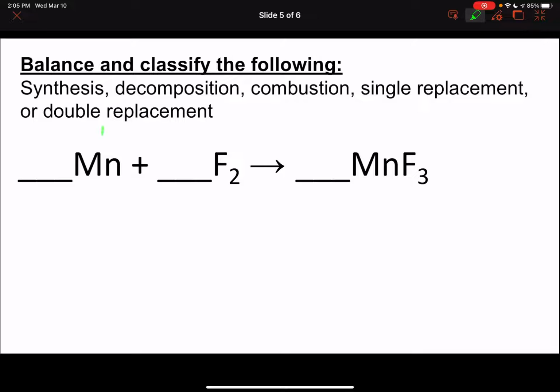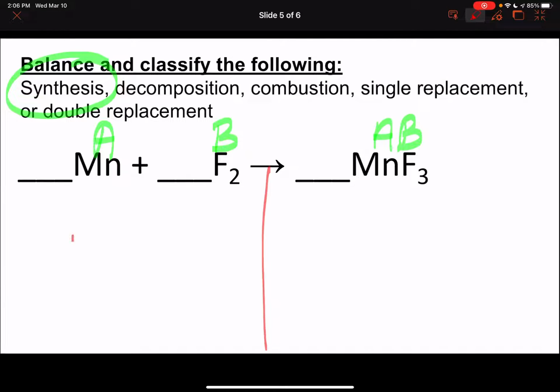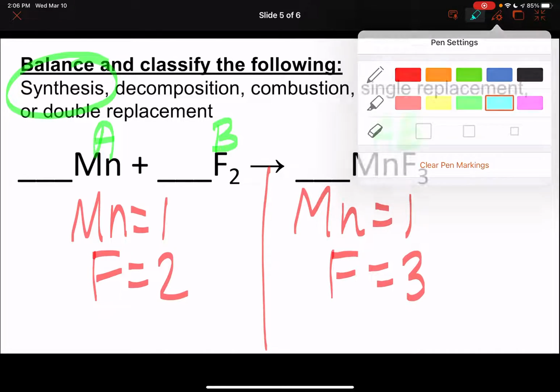Okay, our next one. Mn is A, F2 is B, then it comes together as AB. So this is a synthesis reaction because 2 becoming 1. So we draw our line going down. We have Mn equals 1, F equals 2, Mn equals 1, F equals 3. So we'll never make a 2 or a 3 look the same.